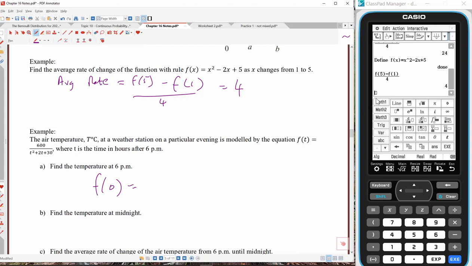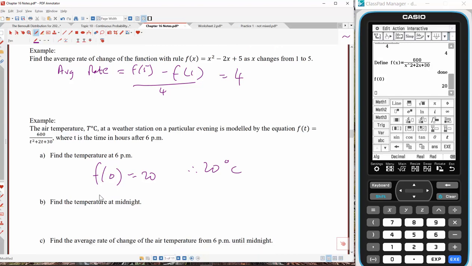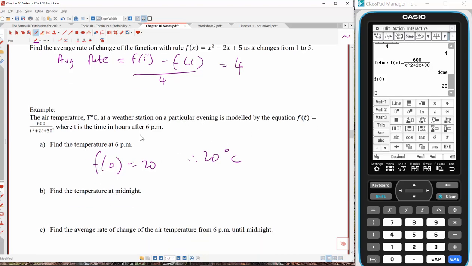Again, let's use a calculator for this one. So I'm going to define the function f of x equals, shift divide, 600 over x squared plus 2x plus 30. All right, so f of 0 is equal to 20. 20 degrees Celsius, I presume. Yep, T degrees Celsius. Find the temperature at midnight. So we're doing time after 6 p.m., so midnight is 6 hours later.